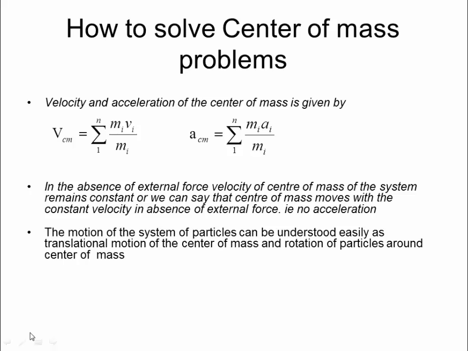The motion of the system of particles can be understood easily as the translational motion of the center of mass and rotation of particles around the center of mass. So let's just take a rod. If you hit a rod at one point, the rod will move and will also rotate. So the motion of the rod can be explained in terms of center of mass. The rod will be rotating about the axis of its center of mass, and the center of mass will also be moving with some translational motion.